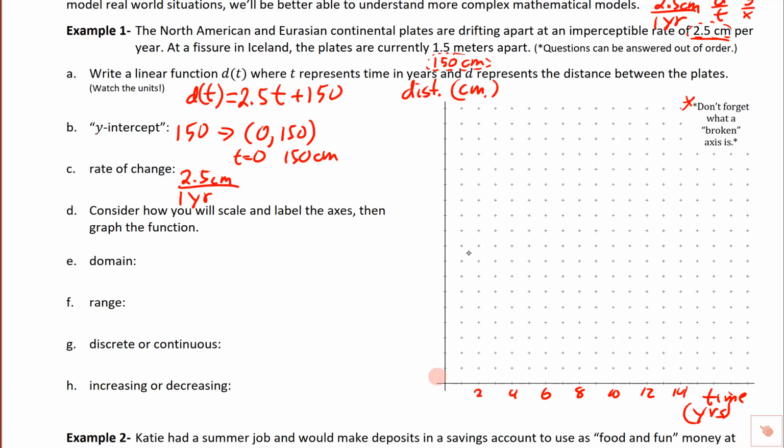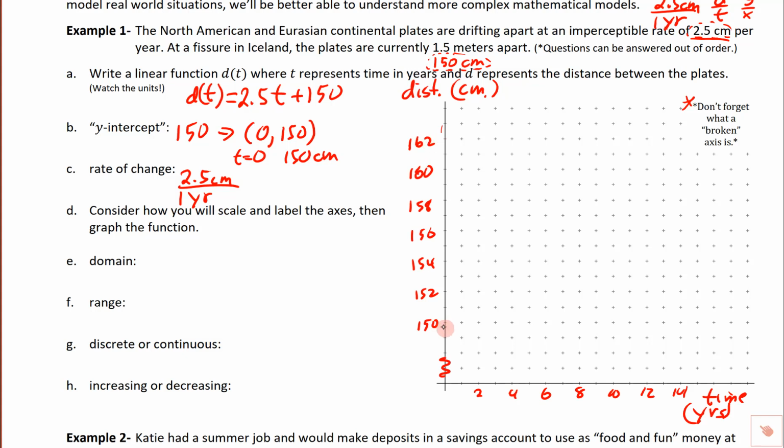A broken axis is when you've got a bunch of things scrunched together at the top, and we want to get rid of the bottom where a bunch of stuff doesn't happen. So what we do is draw a little crooked line through here, break that axis, and then here's what we'll do. We're going to start off at 150, and then we'll do 152, 154, 156, 158, and then 160. And if we want to keep going, we could go 162.